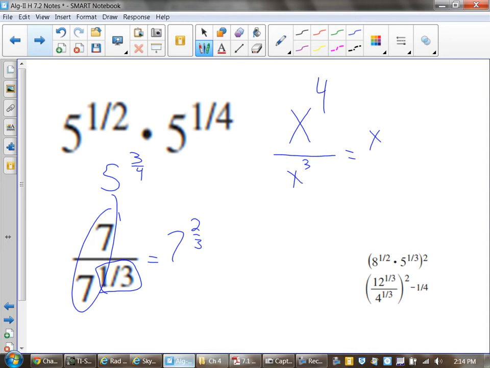So like you couldn't do 3 to the 1/8 power over 5 to the... No, because they don't have the same base. There's nothing you can do with that. There's nothing you can simplify out.